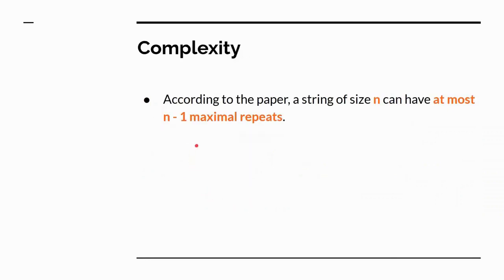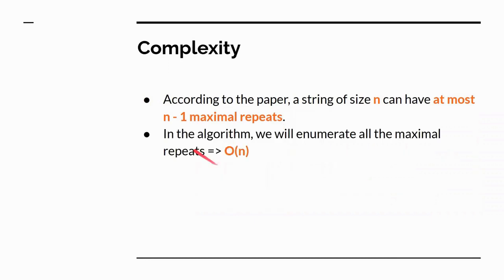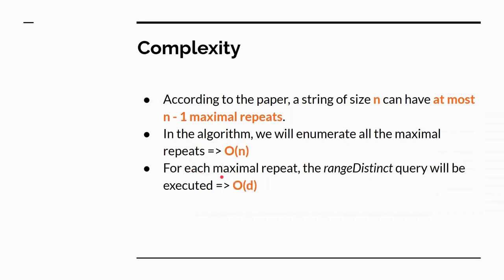Now, a string of size n can have at most n-1 maximal repeats. So we will enumerate all the maximal repeats, which will take order of n time. And for each maximal repeat, the range distinct query will take order of d time. So in total, order of nd time will be required.